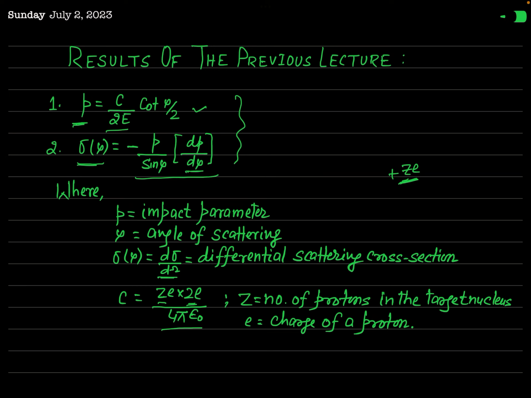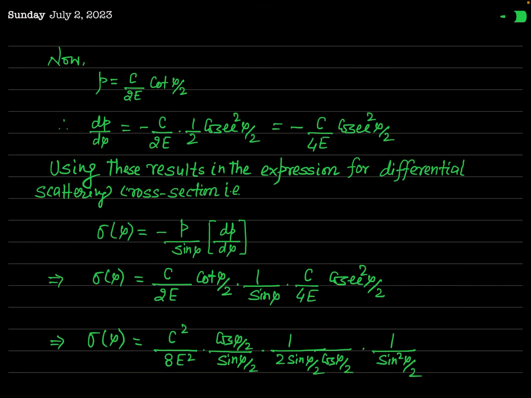Okay, and now as we know the expression for P from which we can find dP by d phi, and then using those values in this expression for sigma phi we can easily find the expression for the differential scattering cross section. And after getting the result for differential scattering cross section we will also see a very important problem. Okay, so let us see how we can calculate this differential scattering cross section.